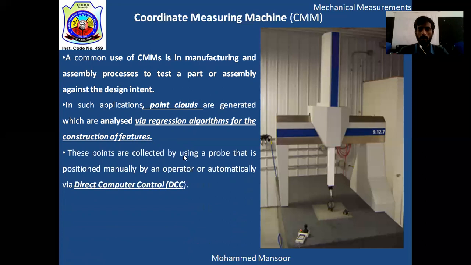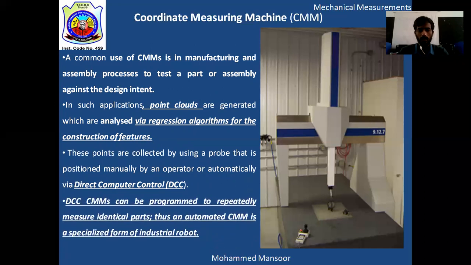These points are collected by using a probe that is positioned manually by an operator or automatically. That is what we call DCC, direct computer control. DCC CMMs can be programmed to repeatedly measure identical parts, and thus an automated CMM is a specialized form of industrial robot. So these CMMs are a type of specialized industrial robot.